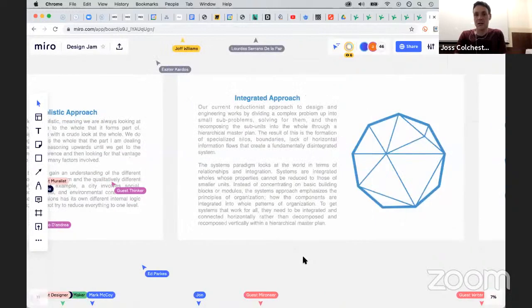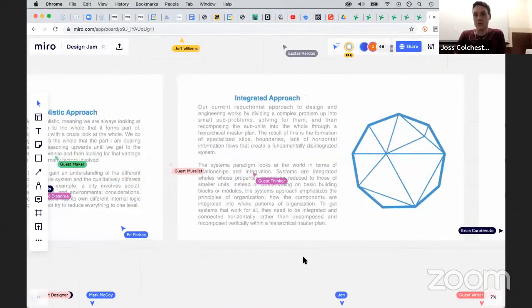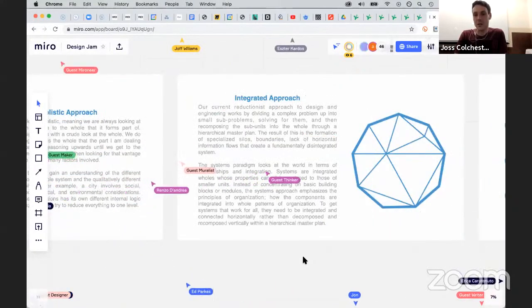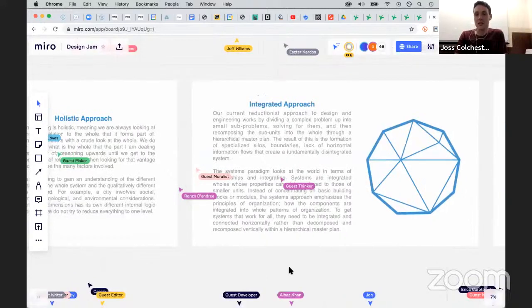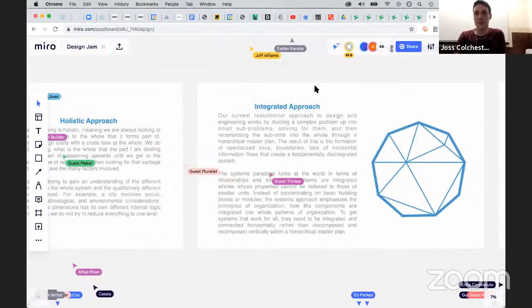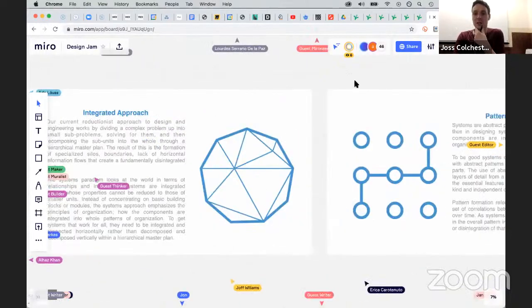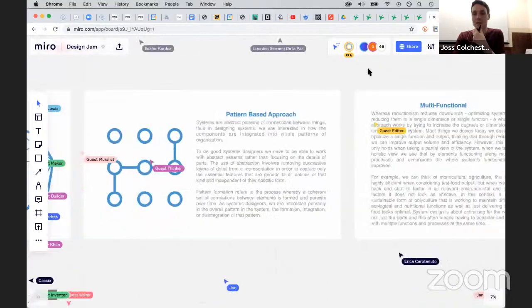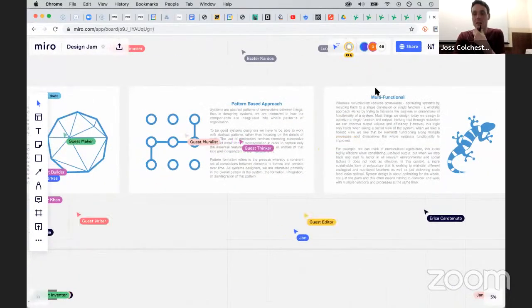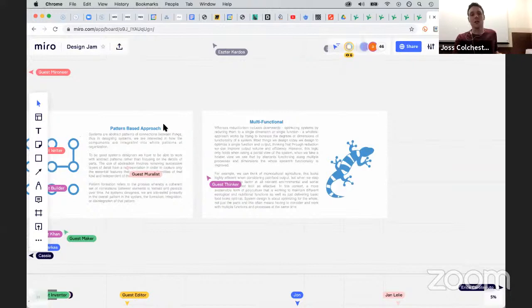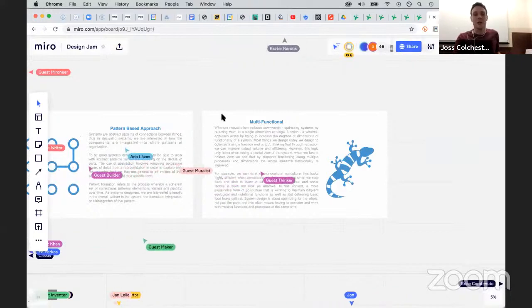So we're going to need a design approach that's kind of holistic, that's accounting for all the relevant parts. Integrated, as opposed to reductionism, that's breaking down and separating out into different parts. The systems paradigm looks at the world in terms of relationships and integration. And we need a design approach that's using that kind of paradigm. It's a pattern-based approach, and it's multi-dimensional. We've talked about a lot of these ideas in the past.